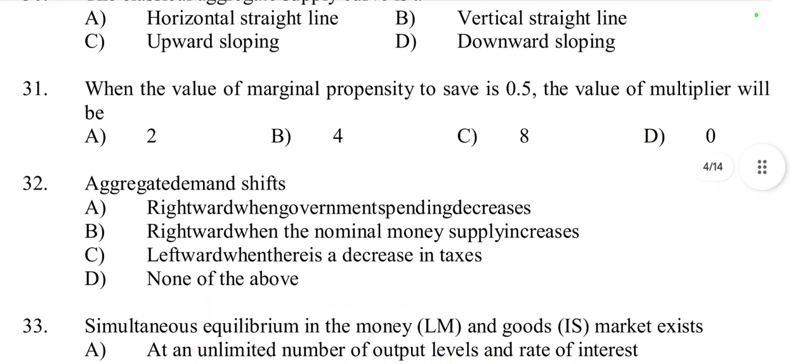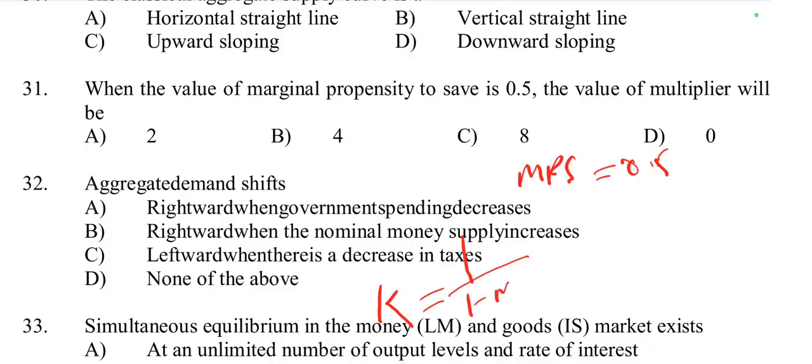Then question number 31. When the value of marginal propensity to save is 0.5, the value of the multiplier will be? Here MPS is given as 0.5. So the value of multiplier K is equal to 1 by 1 minus MPC, or we can say 1 by MPS, since 1 minus MPC is equal to MPS.